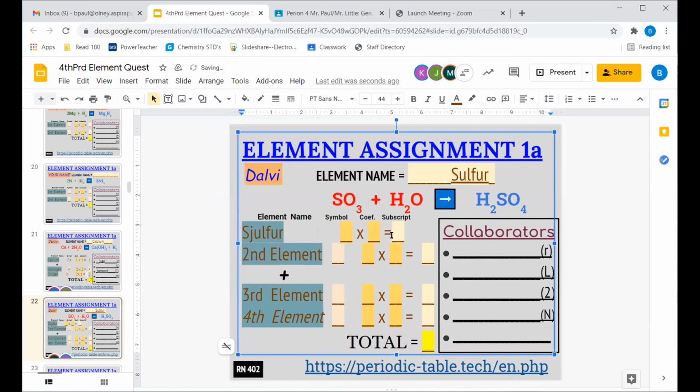Okay, Dalvi, what do you want to do next? Did you do that, Mr. Paul, or did I? Do what? From sulfur. There you go. Go ahead. Thanks, Michael. Good catch. Okay, who do you want to ask, Dalvi? Who do you want to ask? Dalvi's looking for the second element.